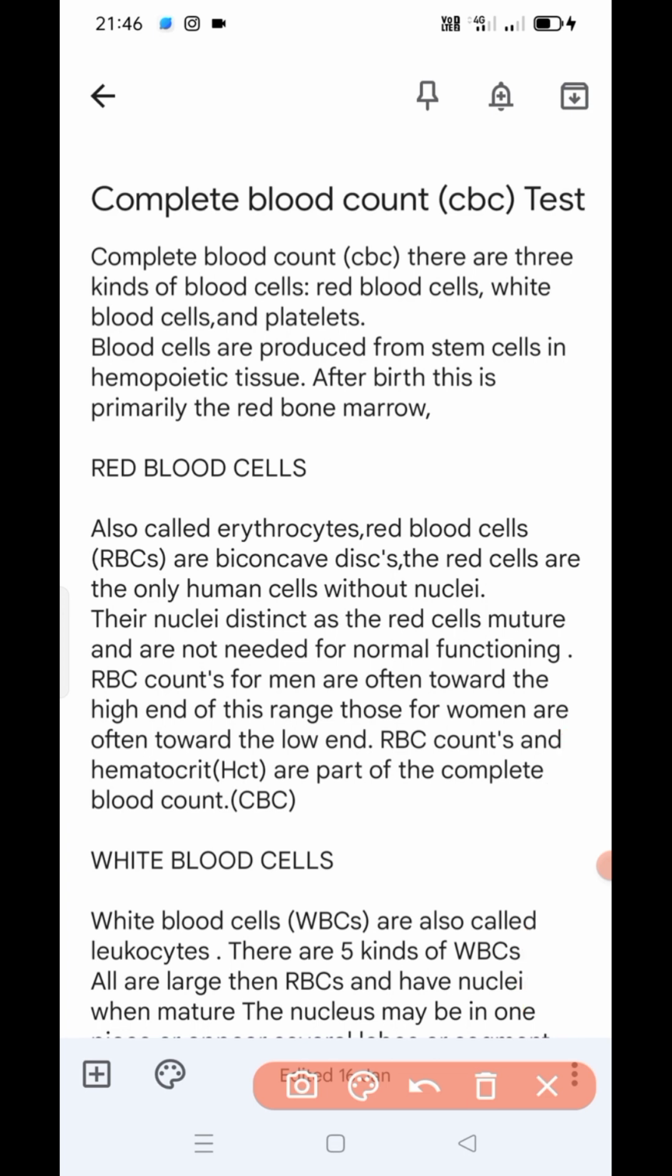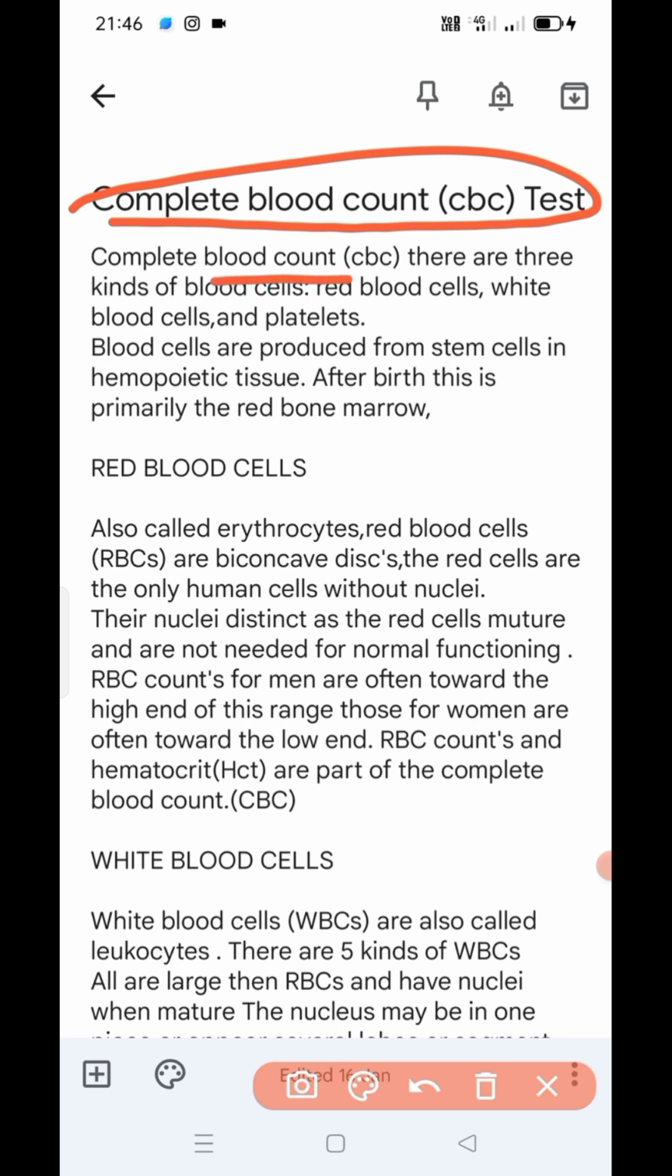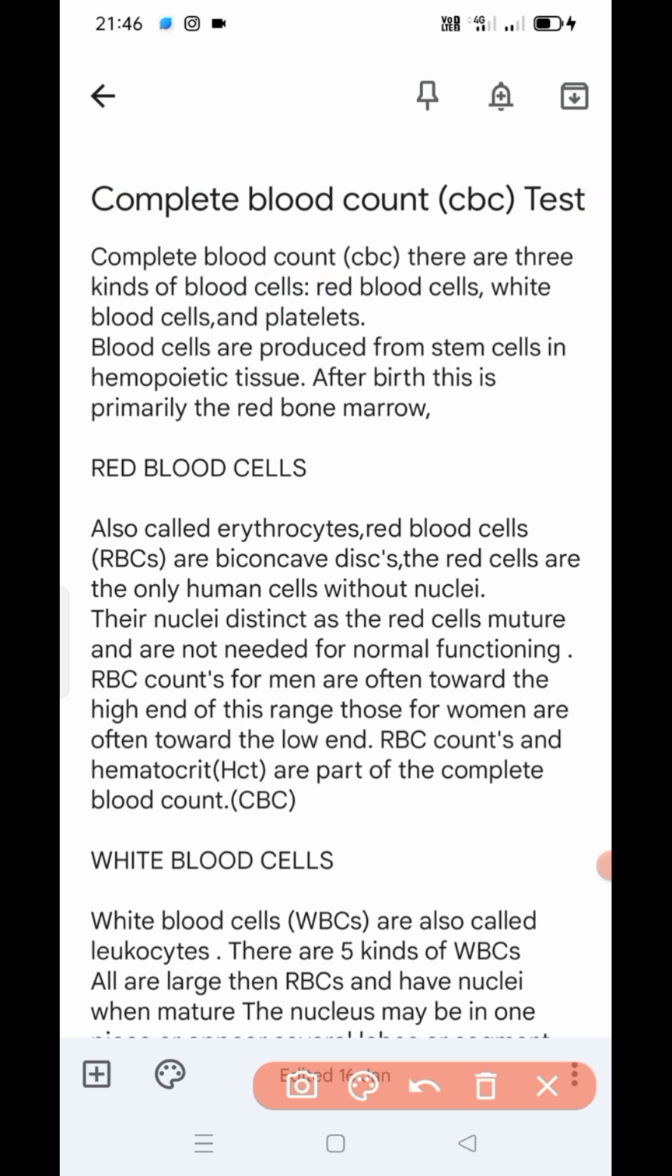So now, first of all, CBC. In the CBC blood count, there are three kinds of blood cells: first, RBC, red blood cells; second, white blood cells; third, the platelets. Blood cells are produced from stem cells in hematopoietic tissue. After birth, this is primarily the red bone marrow.